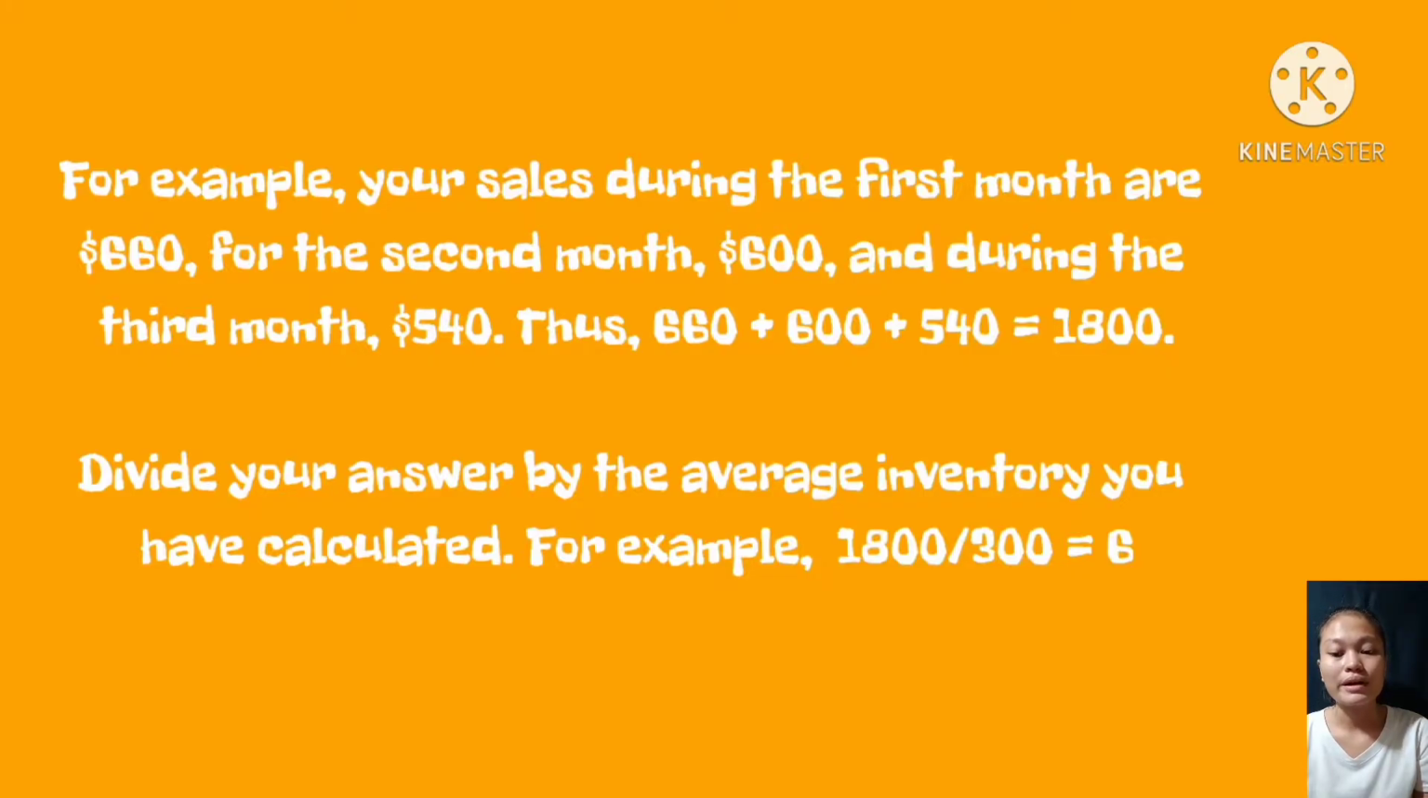For example, your sales during the first month are $660, for the second month $600, and during the third month $540. The 660 plus 600 plus 540 is equal to 1,800. 1,800 is your cost of goods sold. Divide your answer by the average inventory you have calculated. For example, 1,800 divided by 300 is equal to 6. Your turnover rate of finished goods is 6.